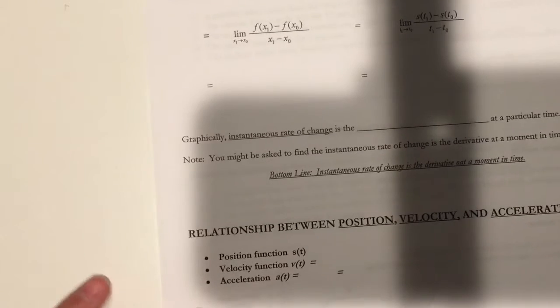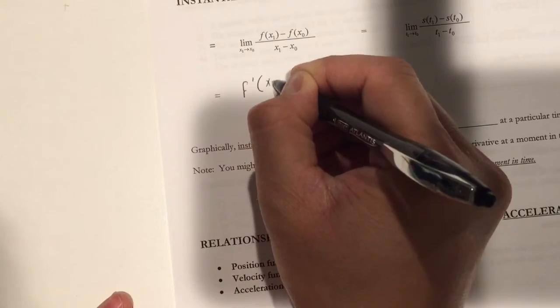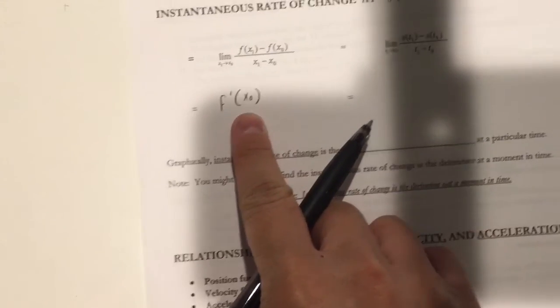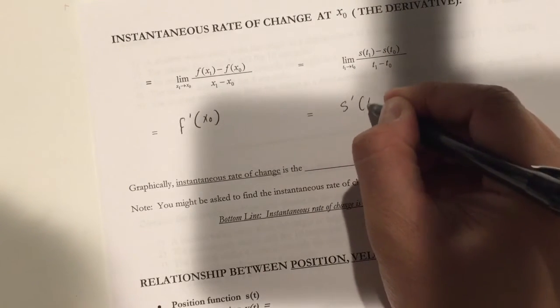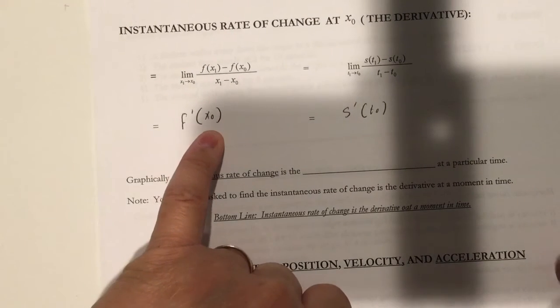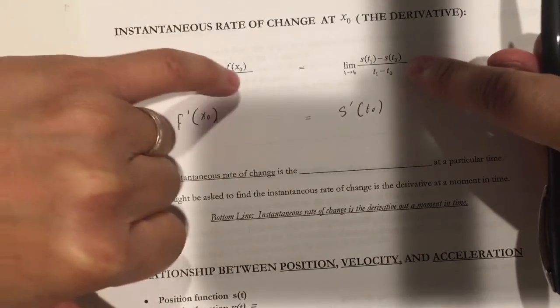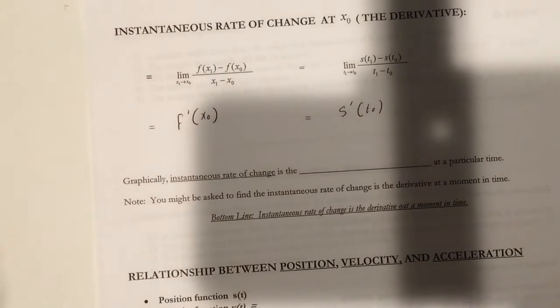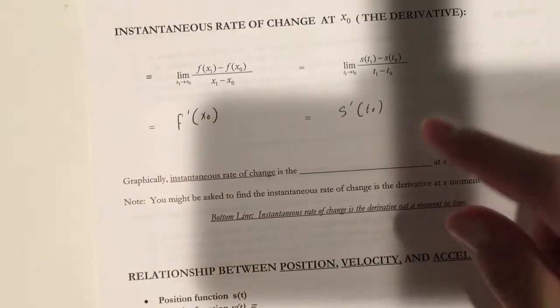The symbol that we use to represent this is just f prime evaluated at x sub 0. The symbol that we use to represent that is s prime evaluated at t sub 0. This represents the speed. Now, we don't use this notation to find the speed because using the definition to find the derivative just takes a lot of time. So we use the shortcuts or the rules that we have established in class.